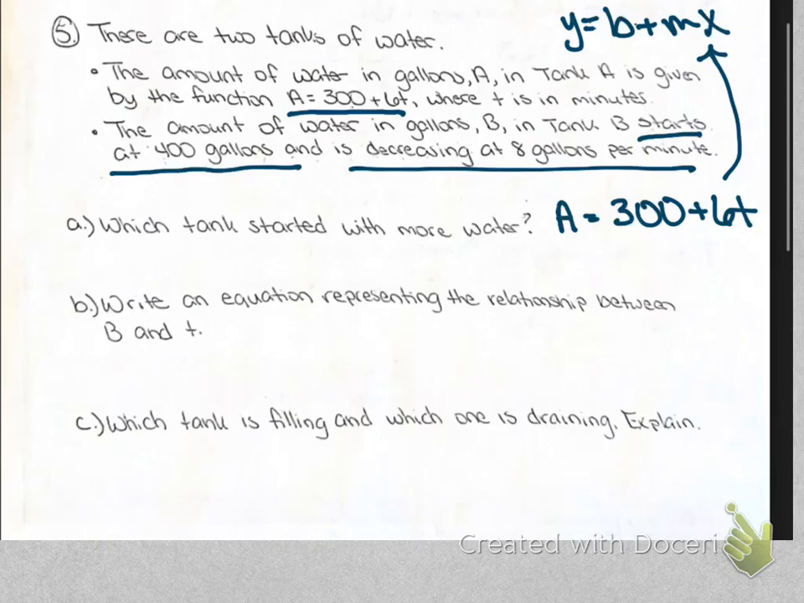So that first number, that's your start because that's your y-intercept. The 16 is your rate of change. Okay, so that means tank A started with 300 gallons. So since tank B had 400 to start, tank B is the tank with more water.